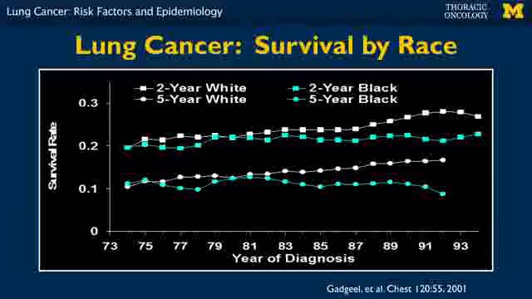When looking at survival and evaluating survival by race, we see that both the 2- and 5-year survivals are better amongst whites than they are amongst African Americans. And this difference seems to have widened in the past couple of decades, with a poorer survival in African American populations.